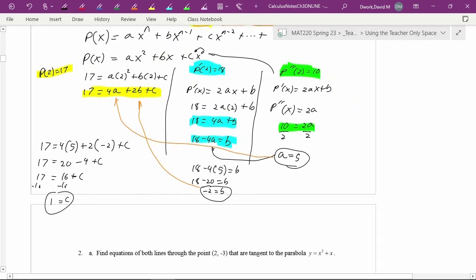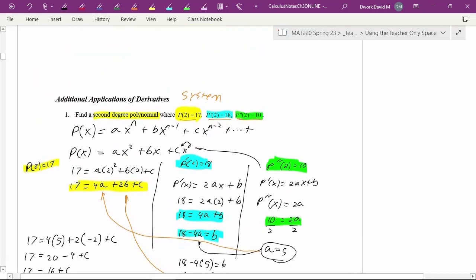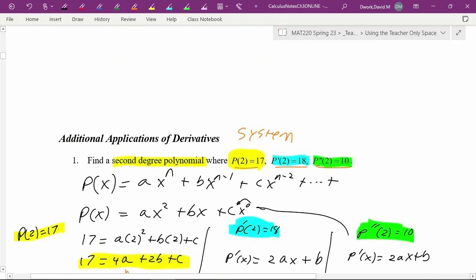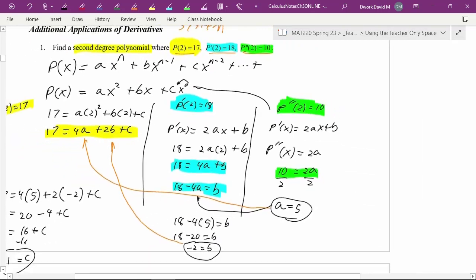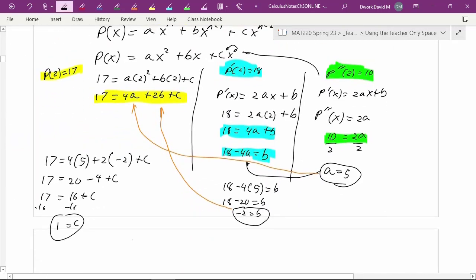And the most common goofy thing we can do is be like, I'm done. No, what? Always go back to the very beginning of the problem and make sure you answer the question that was being asked. What do they ask us to find? A second degree polynomial. I know the a, the b, and the c, but I have not written it down. So now, what would my second degree polynomial be?